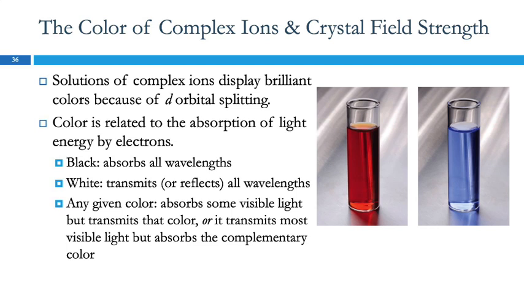Absorbs some visible light but transmits that color. Or it transmits most visible light but absorbs the complementary color. I think there's a word missing there. Because you can't absorb some visible light and transmit that visible light. So I guess what it's trying to say is, this red one is going to be absorbing visible light but transmitting the red. You can also get that color by absorbing the complementary color.